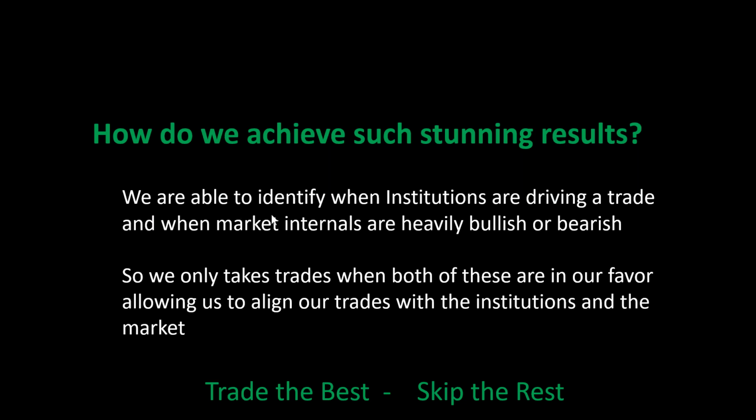So how do we do this? Well, we're able to identify institutions who are driving a trade and when the market internals are heavily bullish or bearish. I've said this from the beginning: identify when the institutions are in there, and trade with the institutions. So we only take trades when both of these are in our favor. Not exactly true. We take trades when the institutions are driving the trade, as long as the internals are not going against us. If they're neutral, we'll go ahead and take the trade. That's where we get to trade the best and skip the rest. Steve points out patience is a key. It certainly is. Patience is critical.